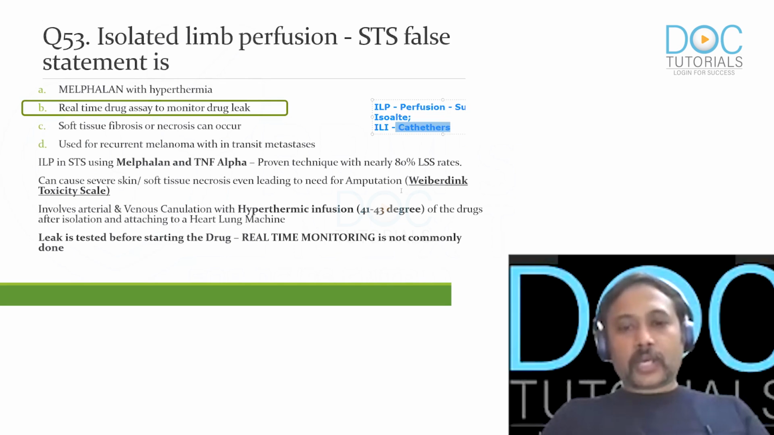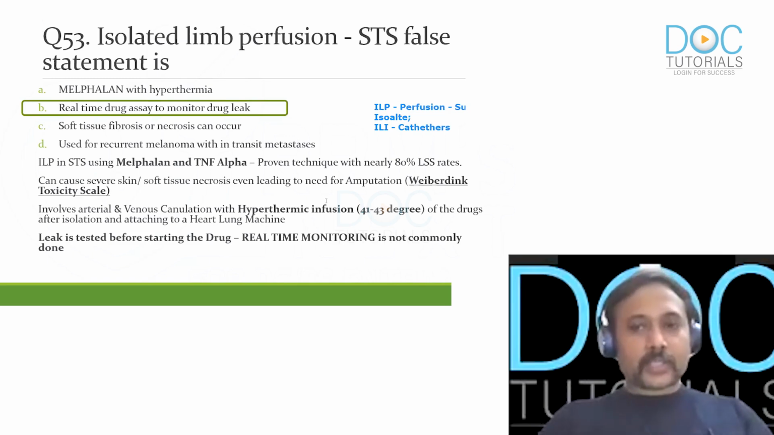The grading system for the highest grade has a name known as the Wieberdink toxicity scale. So this may be one MCQ that may be asked, because ILI and ILP are some recent technologies, not really recent, but they are technologies which examiners are fond of asking questions from. So with ILP, the Wieberdink scale is the one used to measure toxicity. You've got grades 1 to 5. Grade 5 is the one which needs an amputation, and grade 1 is just some mild erythema. So from erythema till amputation, you have all the grades in the Wieberdink toxicity scale.